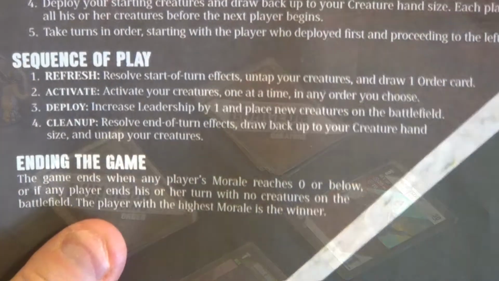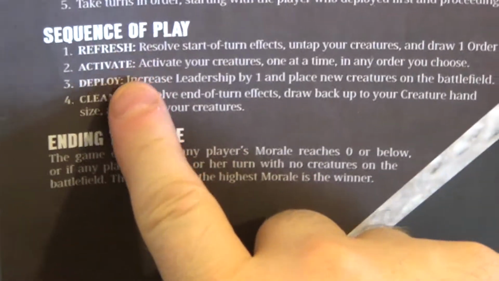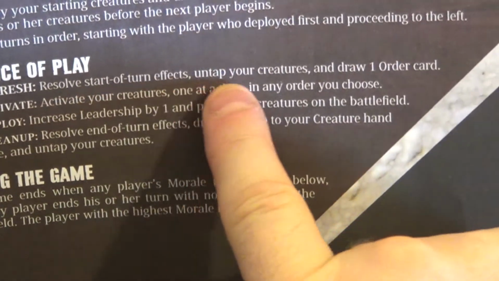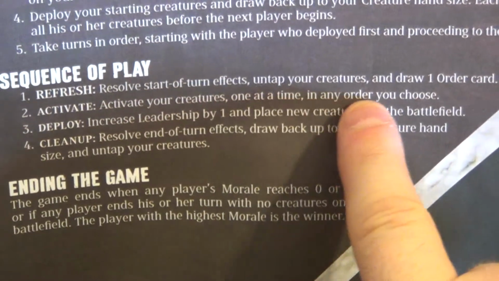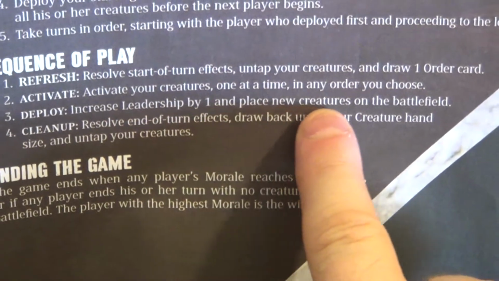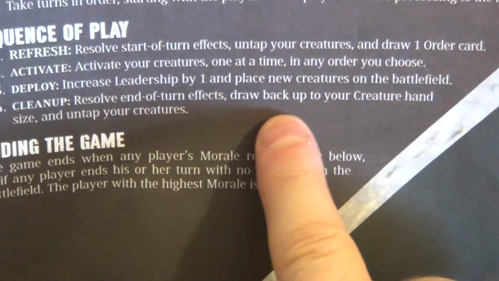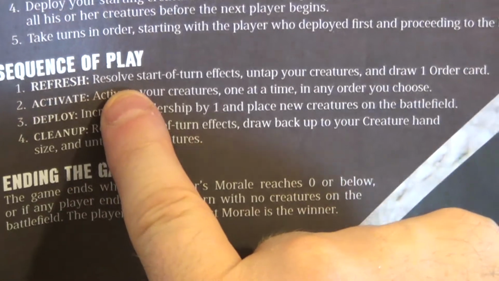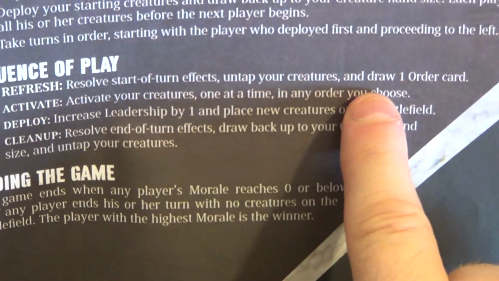So, starting with the Curse of the Undeath. We start with the sequence of play, and this is the sequence of play. Refresh. Then activate your creatures. Then increase the leadership and place any new creatures on the battlefield. And then finally resolve end of turn effects and draw back up to your creature hand. So our refresh phase is resolve start of turn effects, untap your creatures and draw 1 order card.